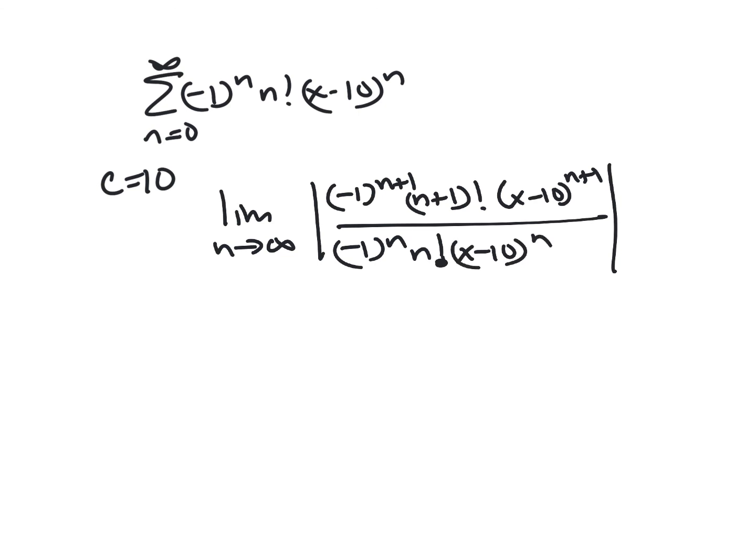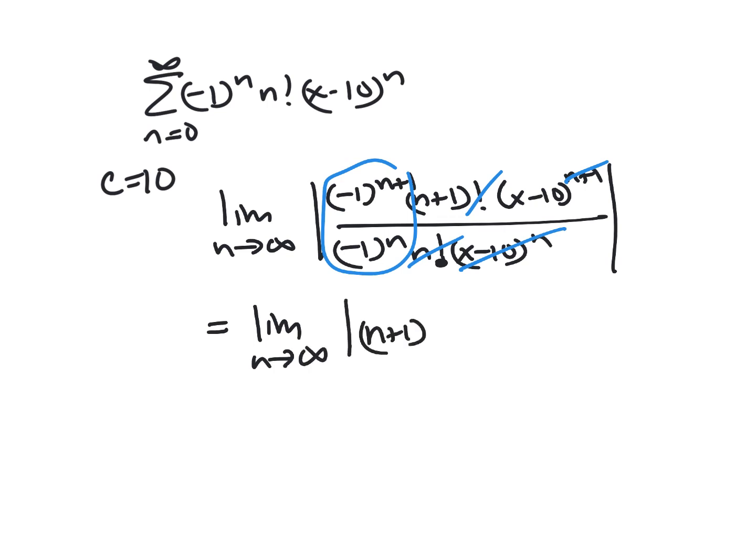And again, we get some nice cancellations, right? So we're left with just an x minus 10 on top. We're left with just an n plus 1 on top. And basically, this doesn't matter. Yes, we're left with a -1 on top, but we're inside absolute value, so we don't really care about minus signs here. So ignoring that part, we are really just looking at n plus 1 times x minus 10.